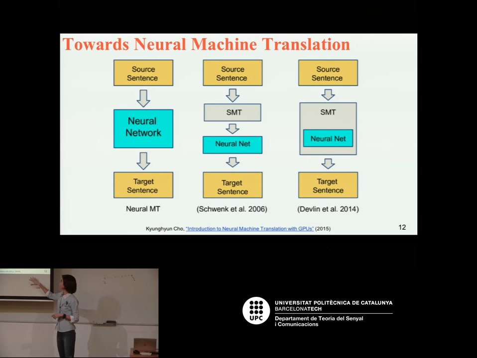The first one was with rescoring. The second approach was integration directly in the decoding. Okay, so the neural language model was integrated in the decoder. And finally, going directly to an end-to-end system from source to target with a neural network. That is the one that I'm going to explain as follows.